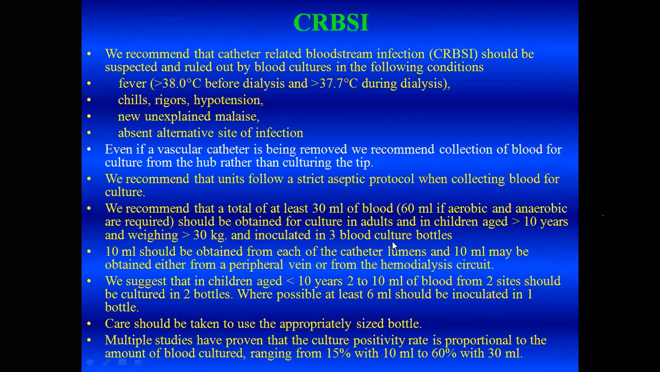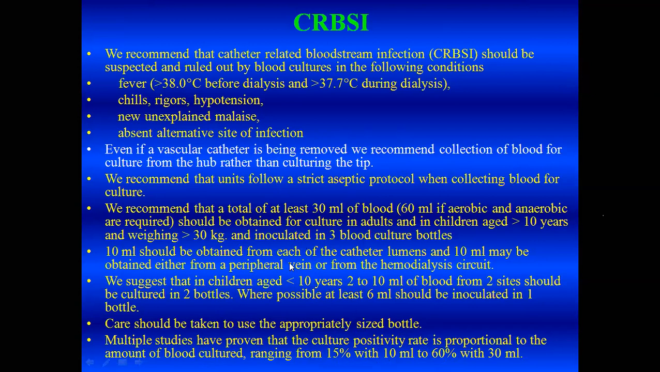So catheter-related bloodstream infections, you need 3 sets of cultures, and it has been shown that the more blood you culture, the higher the yield. So the ISN guidelines currently recommend that even if a catheter is being removed, we should collect blood for culture. If you collect about 30 ml of blood, then you increase your yield of cultures to around 60% as compared to 15 to 20% if you use 10 ml of blood.